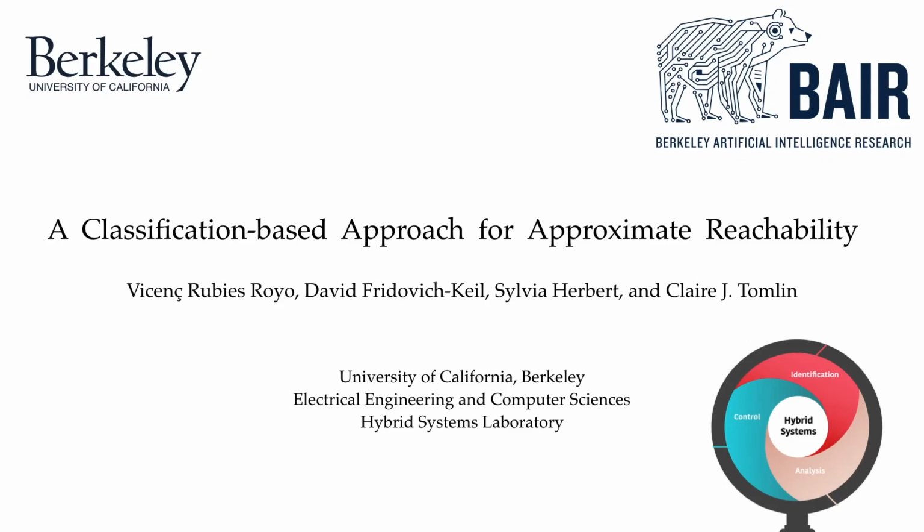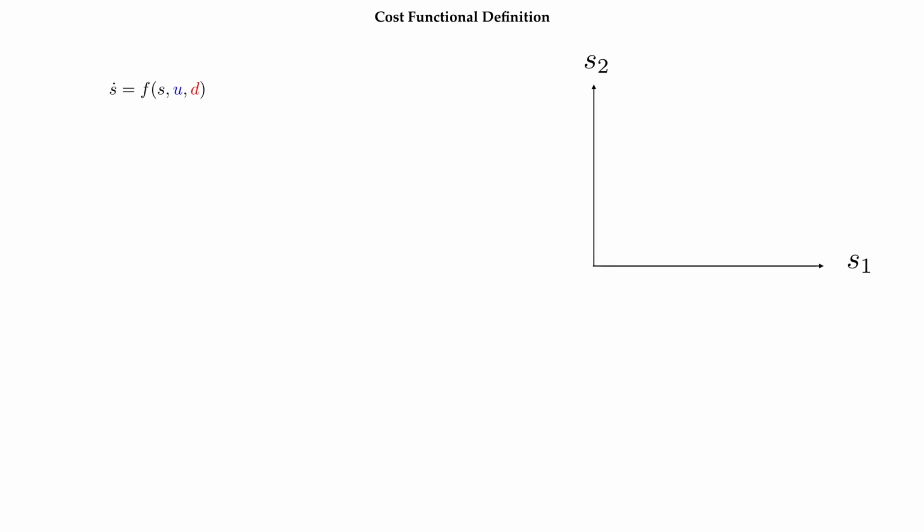This video introduces a classification-based approach for approximate reachability. Hamilton-Jacobi reachability analysis aims to verify goal satisfaction and safety for general nonlinear dynamical systems. We will denote as C the trajectories of this system, which evolve according to the initial state S, initial time t, and the control and disturbance signals U and D.